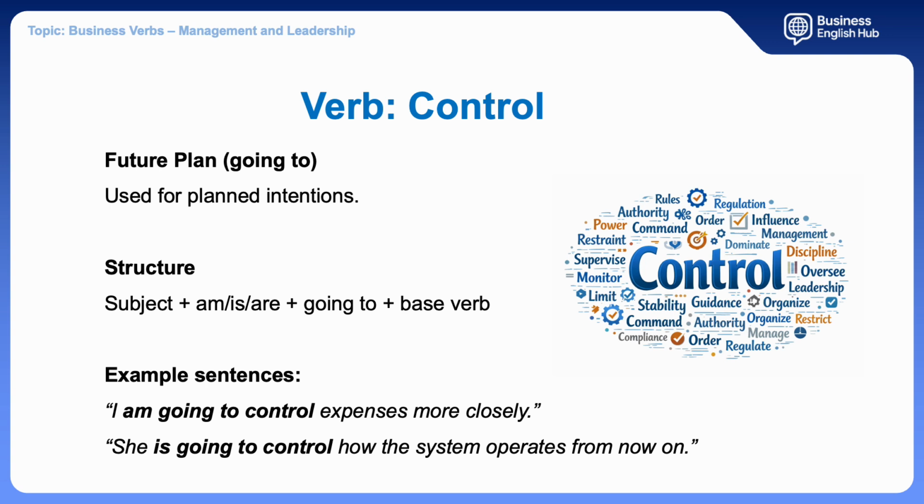Going to is used for planned intentions. The structure for this is subject plus am, is, are plus going to plus the base verb. Example sentences for this include: I am going to control expenses more closely. She is going to control how the system operates from now on.